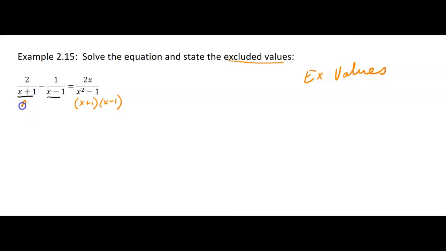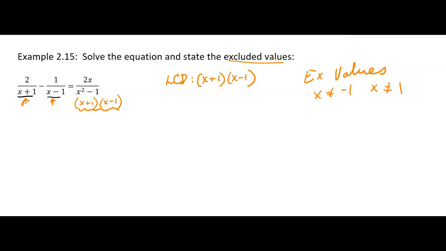So x can't be negative 1, and x cannot be 1. So there are two excluded values here. By the way, you could set this denominator equal to 0, but you're going to get negative 1 and 1 there also. So those are the excluded values. Now, what's the LCD? The LCD, you need a factor of x plus 1, and you need a factor of x minus 1, and that's all you need.